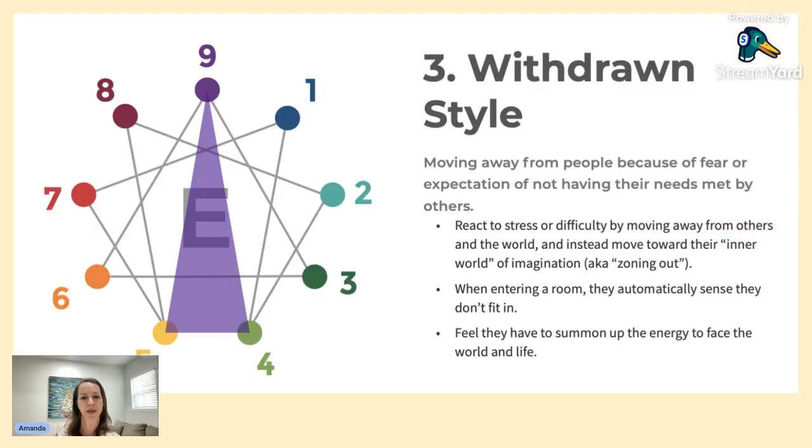Okay, and the last one is the withdrawn style, types 9, 5, and 4. And this stance embodies introspection, self reliance, and a tendency to retreat from overwhelming or stressful circumstances. People in this stance might appear reserved, reflective, or cautious in their interactions. So they move away from people because of fear or expectation of not having their needs met by others. They react to stress or difficulty by moving away from others in the world.